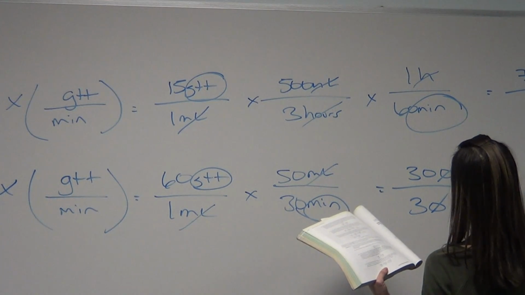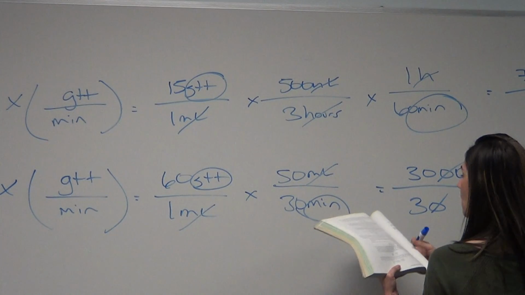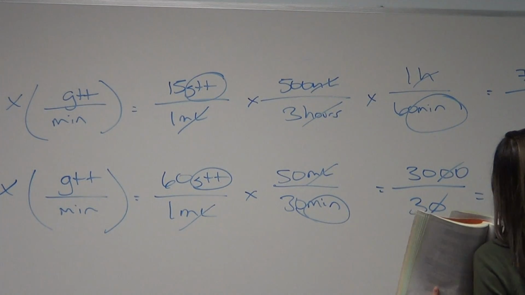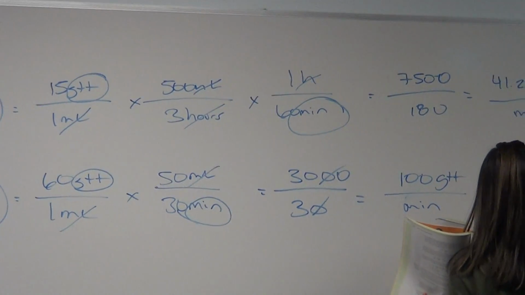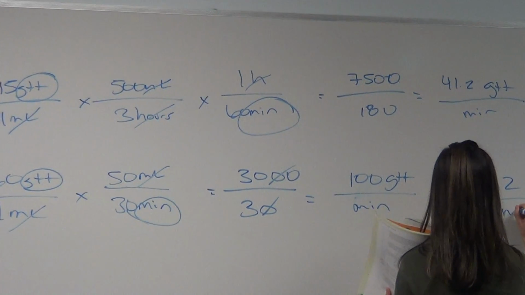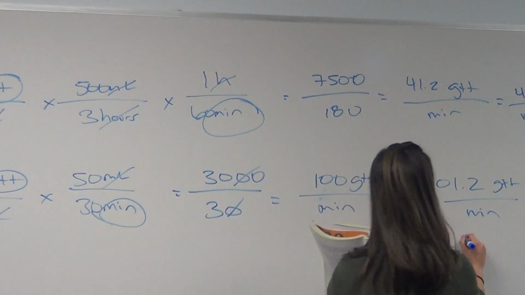Wouldn't it be, it's 3,000, so is it 100? 100 what? Drops. Per minute. We didn't have to round it. If it had said 101.2, it would have been what? 101. 101 drops per minute.